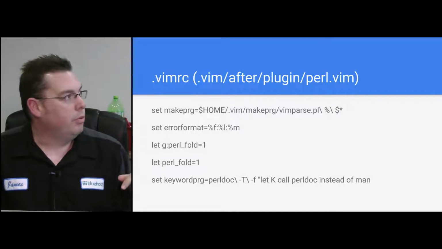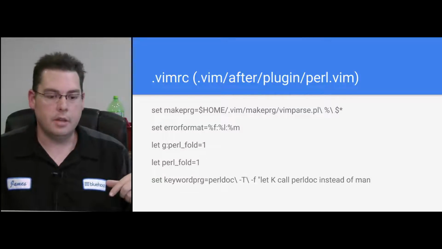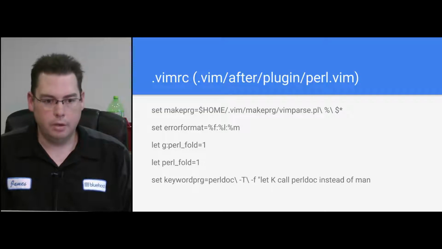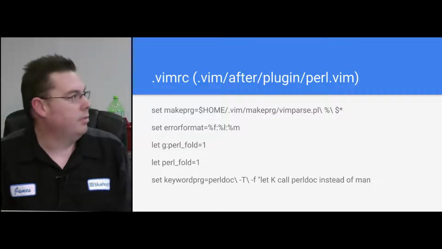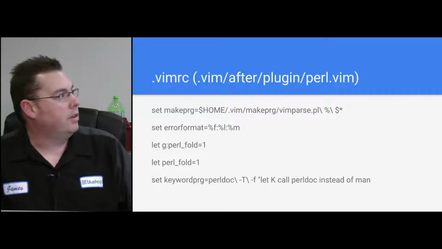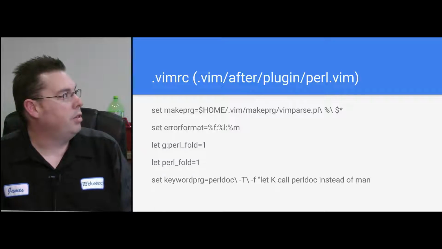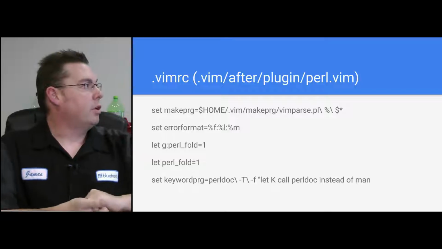With Vim 7 at least, and I haven't checked with 8, it includes a script called, I believe, efm_perl, and I found Vimparse, which is just a little bit nicer. You can find that online. So set the error format. It just tells Vim what to do with your errors as they come back. The next one is Perl fold.